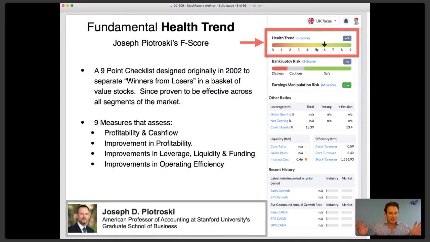Firstly, the fundamental trend or the fundamental health trend. We've tried to make it a little bit more understandable by calling it the health trend. But this is based on Joseph Piotroski's F-score.